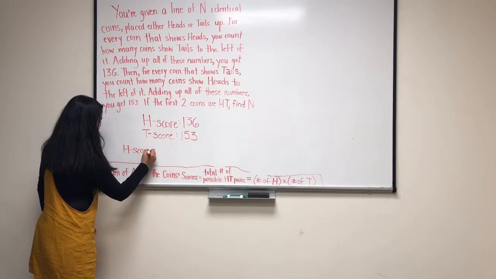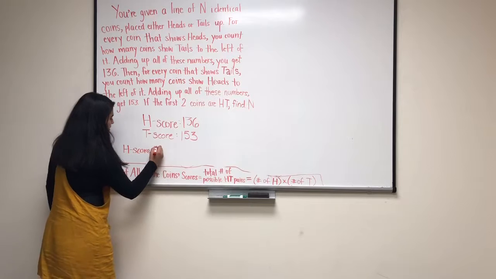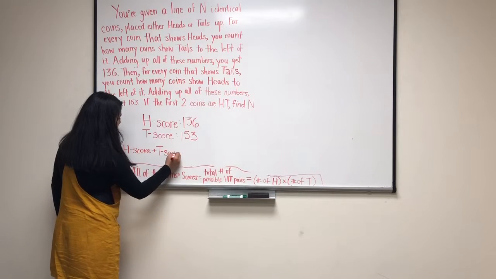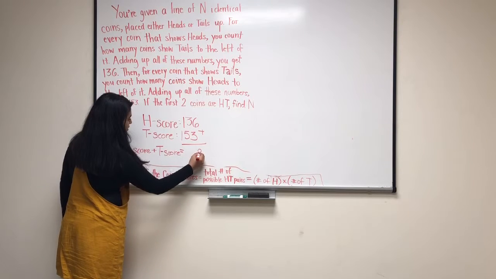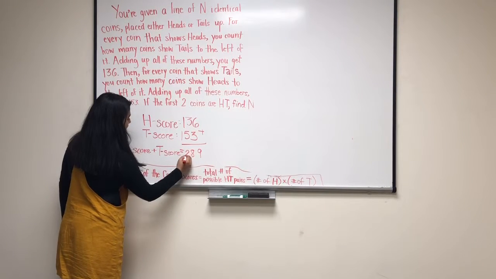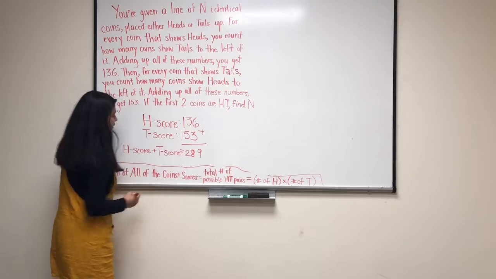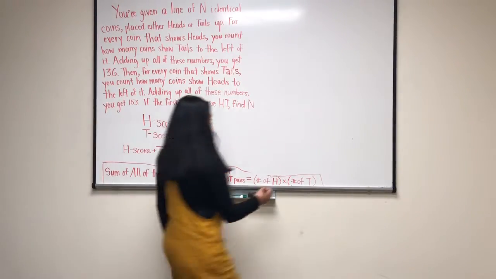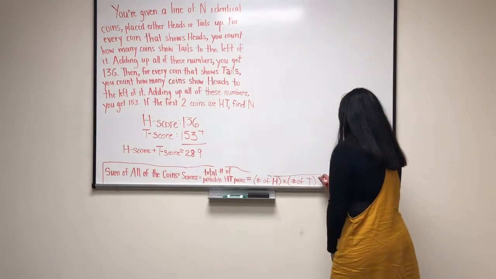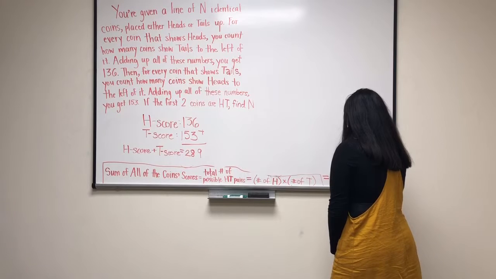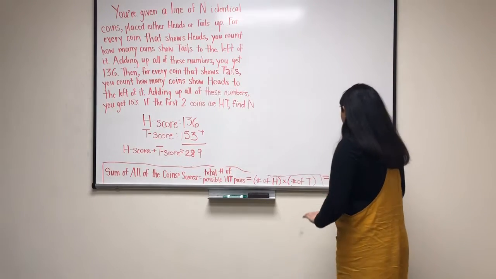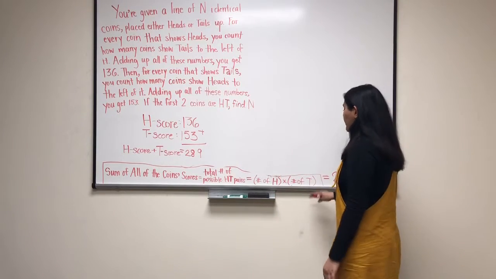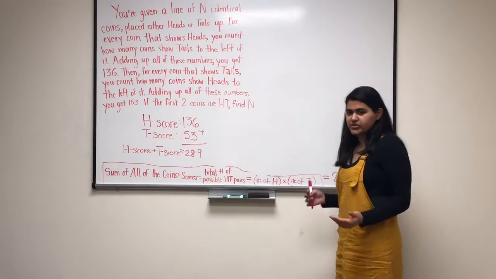So H-score plus T-score equals, now if I add these two up, I get 289. So we know that the number of heads times the number of tails should also equal 289. Now the number of heads and the number of tails must be positive integers.